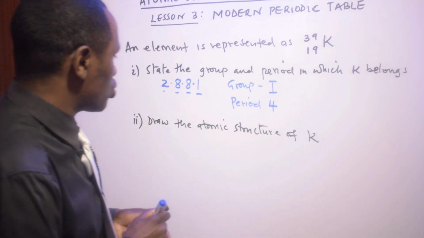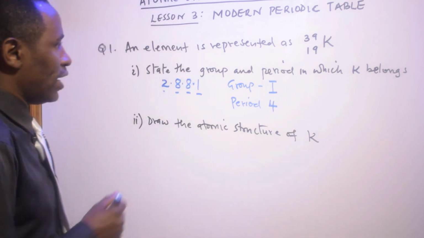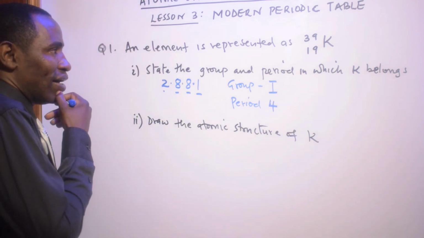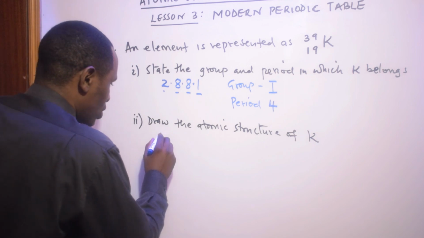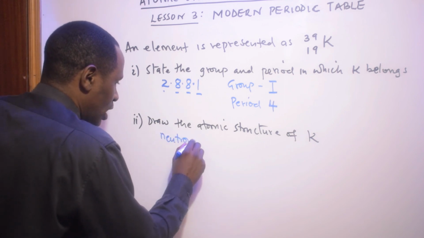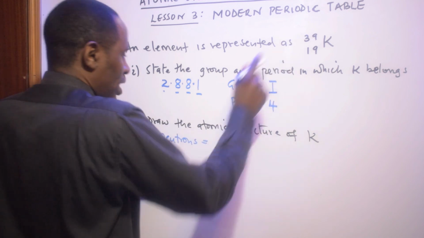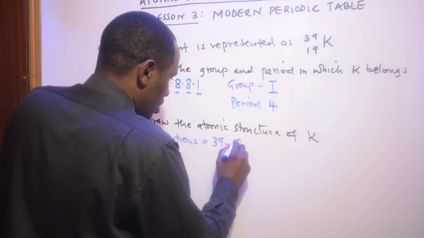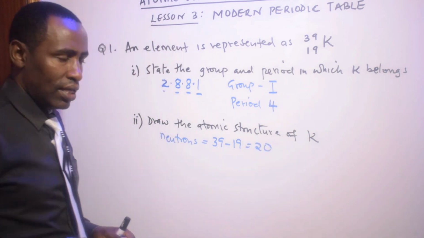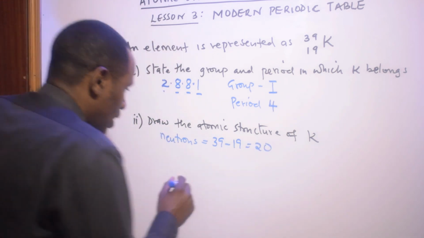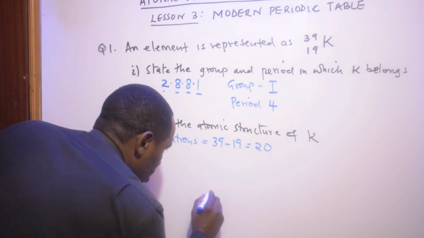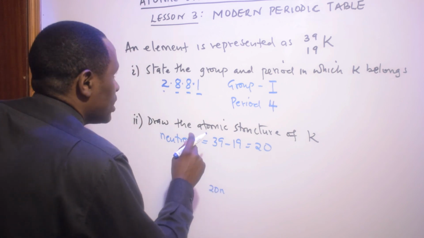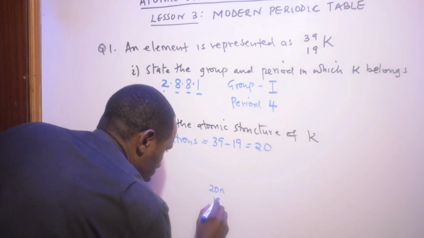Now finally, we have to draw the atomic structure of K. To draw it, I did mention that the nucleus should have the protons and the neutrons. We first need to work out the number of neutrons. You can get it from the mass number minus the number of protons, or the atomic number, which is 19. Therefore I'm going to have 20. So in my nucleus I'm going to have the 20 neutrons, and I'm also going to have the number of protons, which is 19.